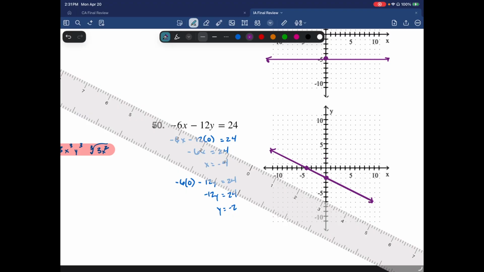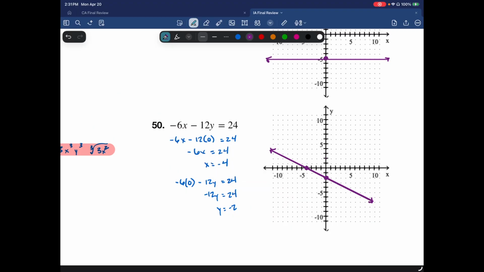It's better to do it this way with the intercepts, because if you try to get y by itself, you're going to end up with some fractions, both as a starting point and your slope, which can get a little convoluted. And nobody likes working with fractions. So save yourself some headache and just find your intercepts like this, and that'll be it.